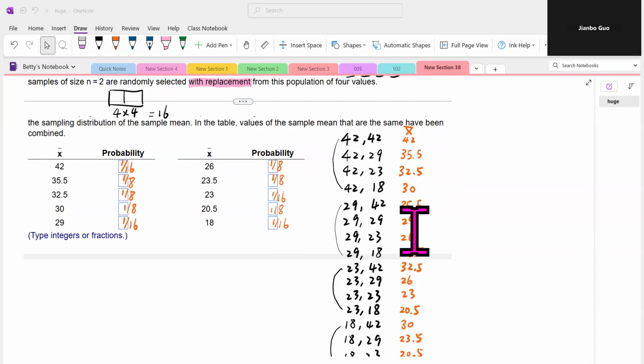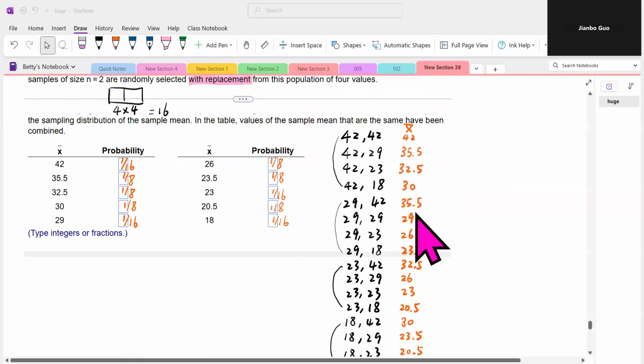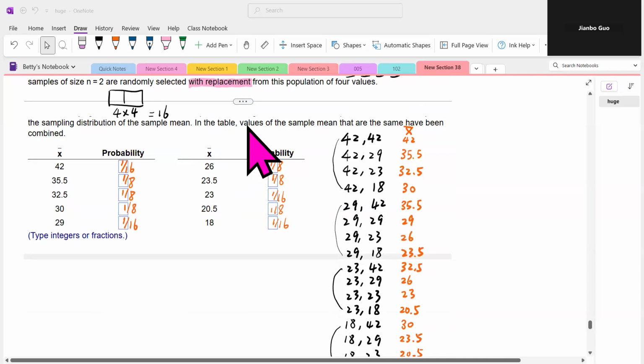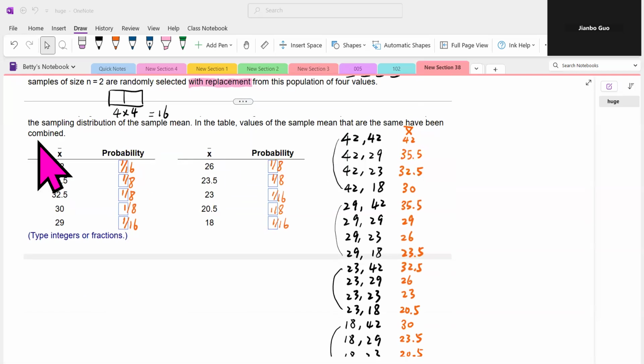Those are all the possible values for the sample means. And in the table, the sample means that are the same have been combined. We have 35.5, so it is only listed one time. And the probability is 2 over 16, which is 1 over 8. All right, so that's the first part.